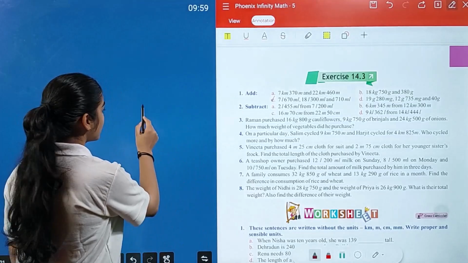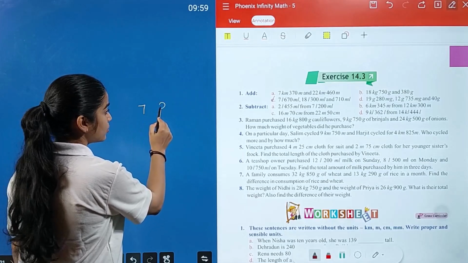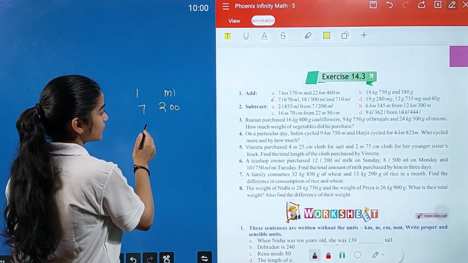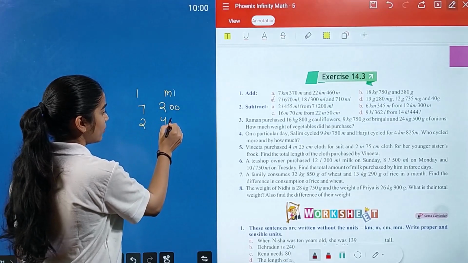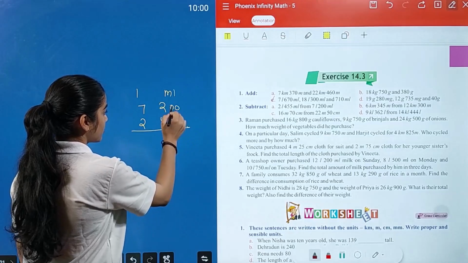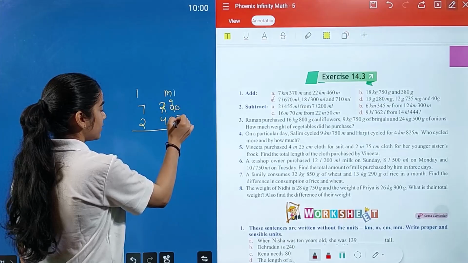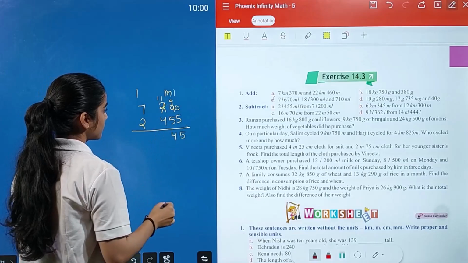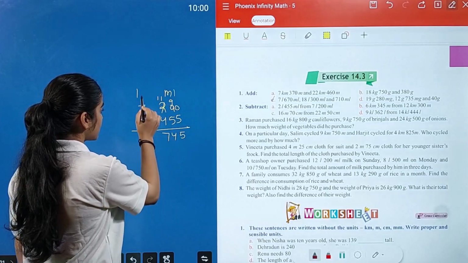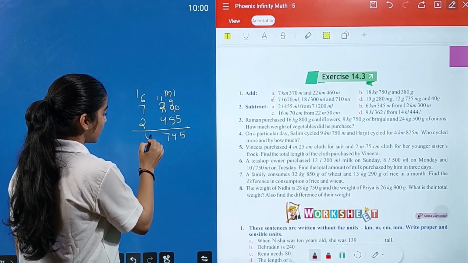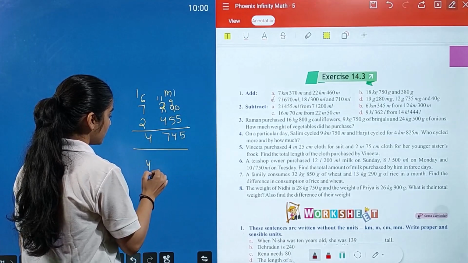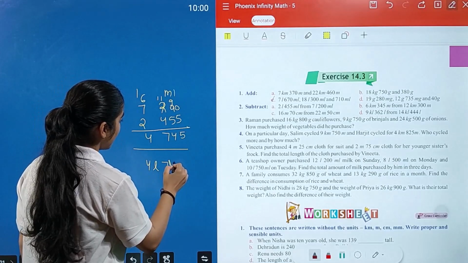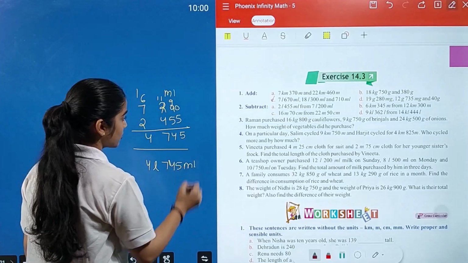So the same concept we have to do here. 7 liter, 200 milliliter, subtract 2 liter and 455 milliliter. So we have to take a carry. Here we have 9, 10, 10 minus 5 is 5, 9 minus 5 is 4, 1 could not be minus, so 11 minus 4 is 7 and 6 minus 2 is 4. So your answer is 4 liter, 745 milliliter.